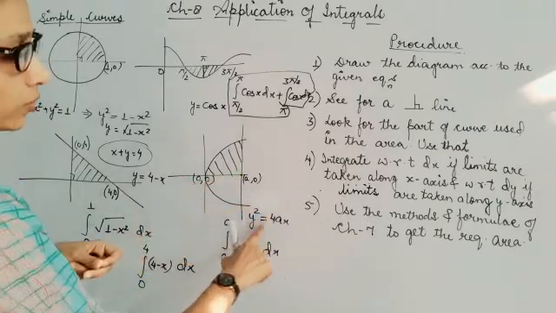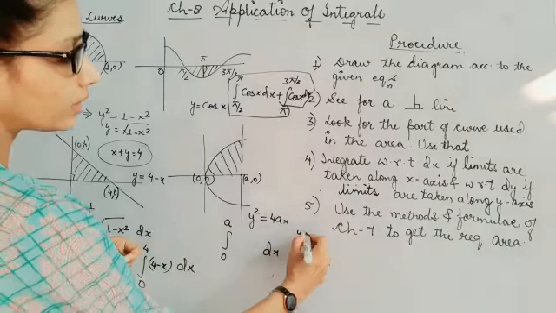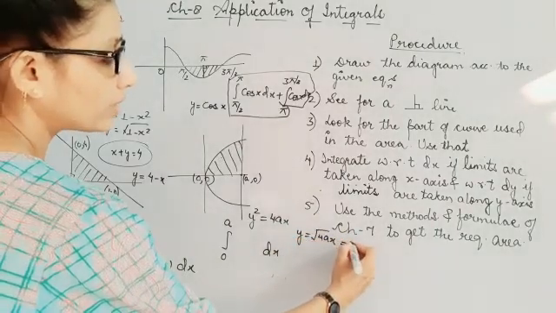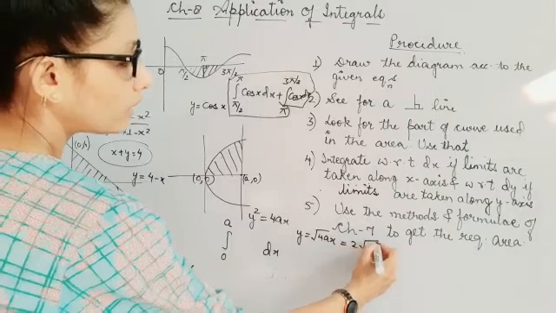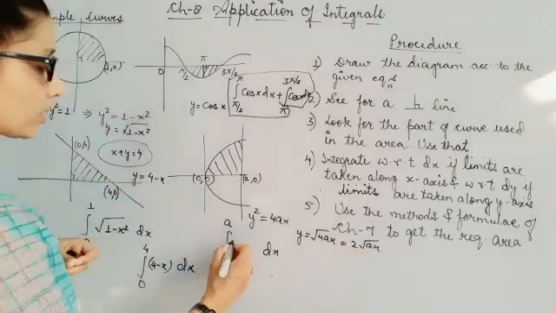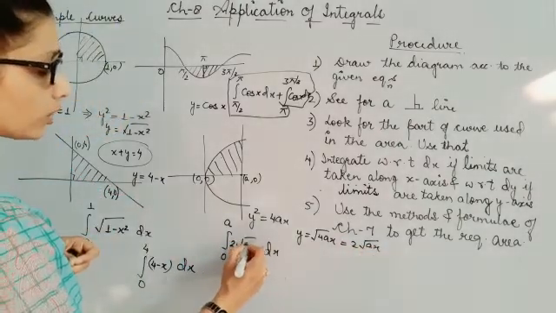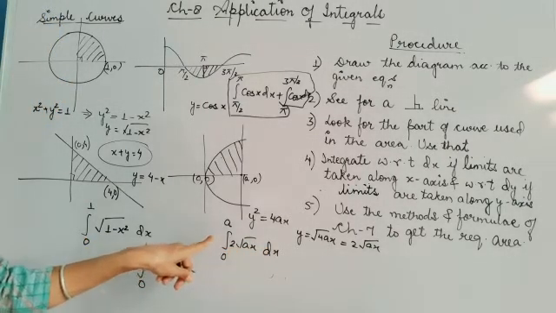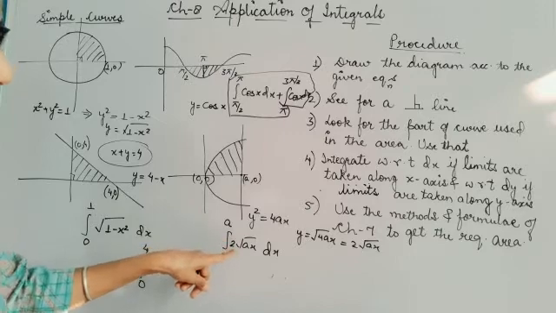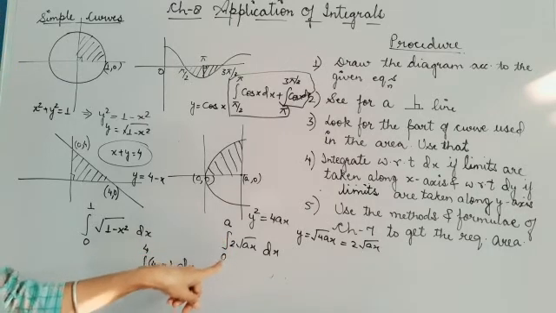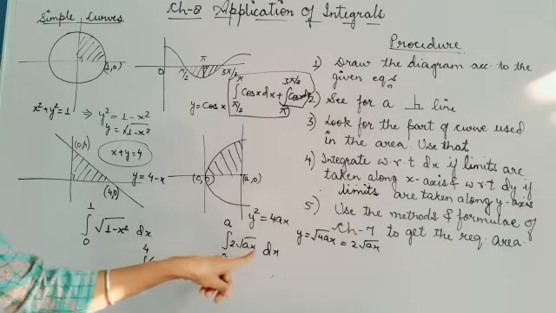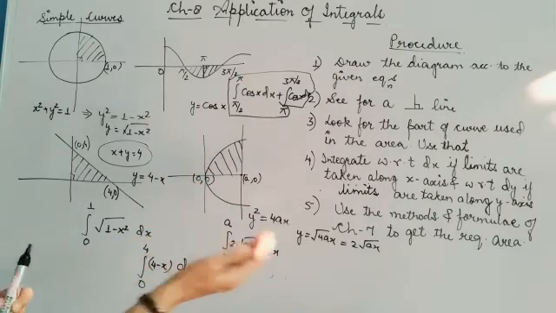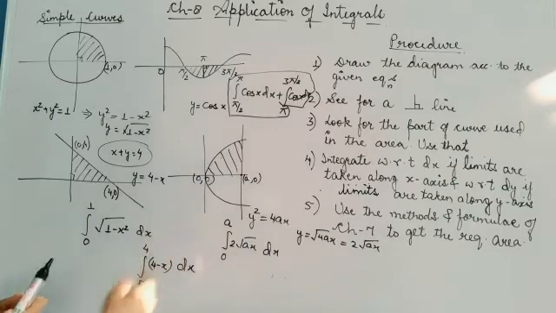So this is y square equal to 4ax. I can write it as y equal to under root 4ax, or simply twice under root ax. A is again a constant, you can take it out, so you can write under root a outside only. 2 under root a, integration from 0 to a, root x dx. Then you can apply the formula for finding the area under this curve.